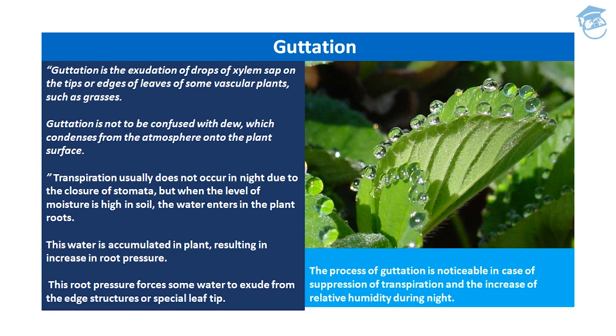Transpiration usually does not occur at night due to the closure of stomata. When stomata are open, transpiration will take place, but when the level of moisture is high in the soil, water enters the plant roots. This water accumulates in the plant, resulting in an increase in root pressure, and this root pressure forces some water to exude out from the edges of the leaves or the leaf tip.